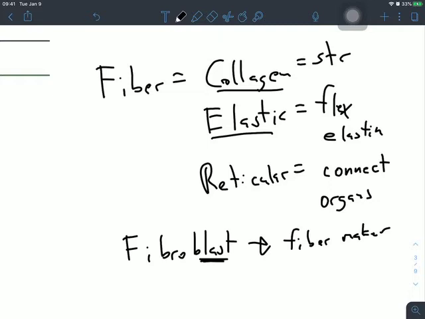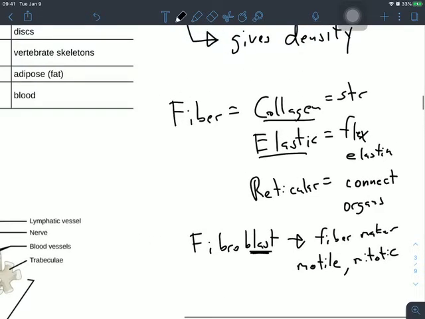It's interesting because it is actually motile, meaning it can move around the body. So fibroblasts can move around and lay down track or lay down fibers in order to build our bones and other connective tissues. They also can split mitotically. And they are responsible for making all of our different types of cells in connective tissue.